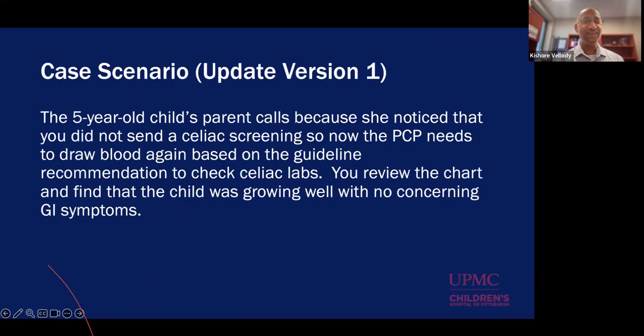Okay, let's look at celiac labs. I'm not sure why this annotation, this red mark is there. Somebody, but anyhow, I didn't put it there.